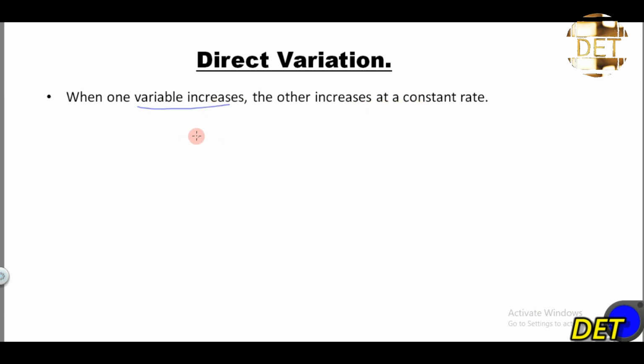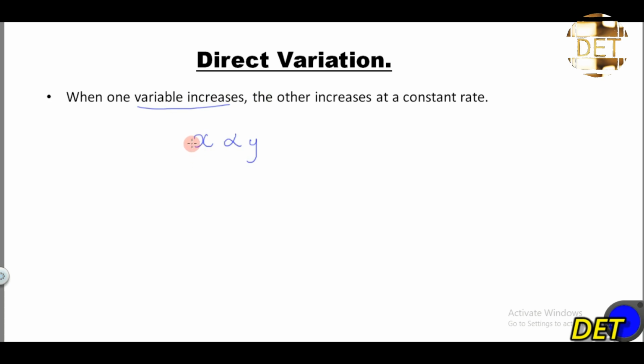So, for example, X is directly proportional to Y. What that means is that as X increases, X is a variable, right? As X increases, Y also increases. So a direct variation is a form of variation in which when one variable increases, the other variable increases at a constant rate. So as X increases, Y also increases. That is what a direct variation is all about.